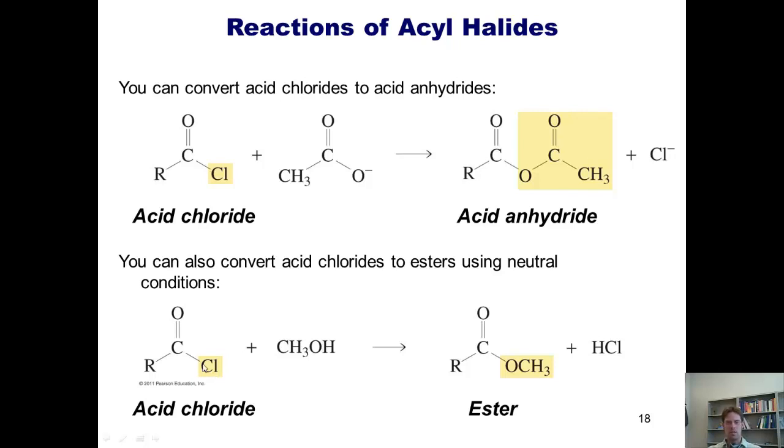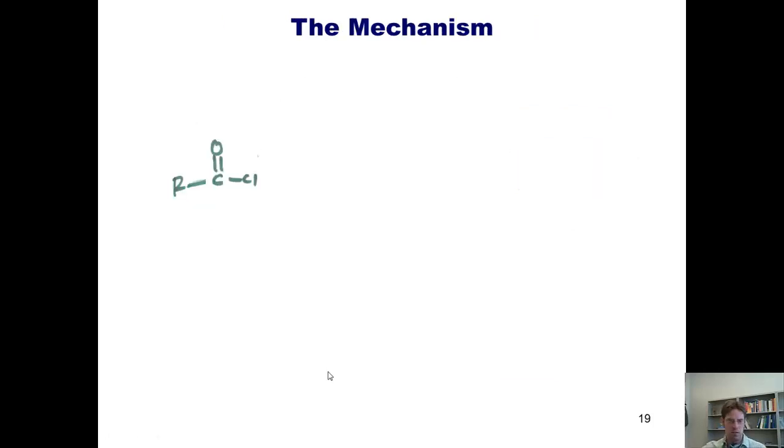Similarly, I can replace the chloride with an OCH3 to form an ester under neutral conditions. Now you'll remember in the previous slide I had a methoxide where there was a full minus charge on this oxygen, but I can also do that under neutral conditions. What are the mechanisms of these reactions? Let's look at the first one.